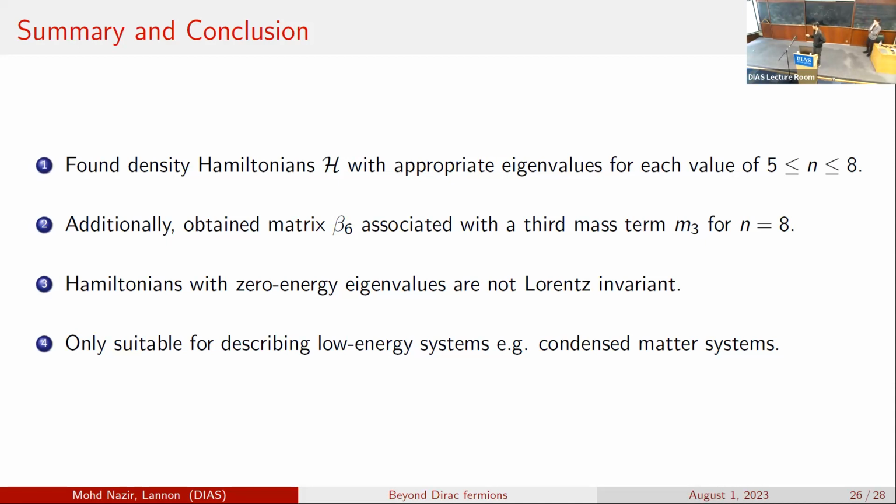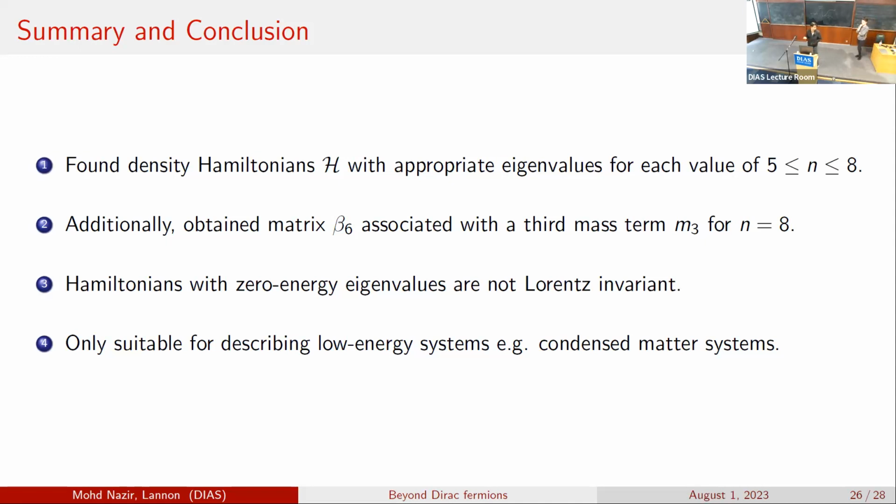Hamiltonians with 0 eigenvalues are not Lorentz invariant, and the algebra that's associated with them still needs to be discovered. They are only suitable for describing low energy systems such as condensed matter systems because they don't have a high energy counterpart. For instance, in the case where I was talking about the unconventional exotic fermion types in conventional crystals, they're not constrained by the Poincare symmetry of special relativity, only by the crystal symmetry of the 230 space groups, so that essentially diversifies the types of fermions they can be, but there is no high energy counterpart because they're not Lorentz invariant.